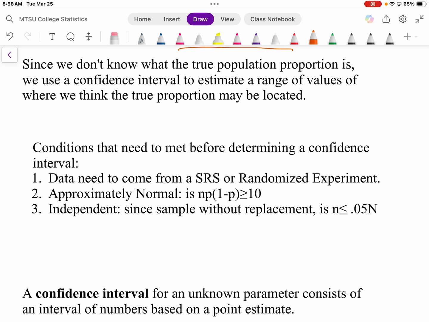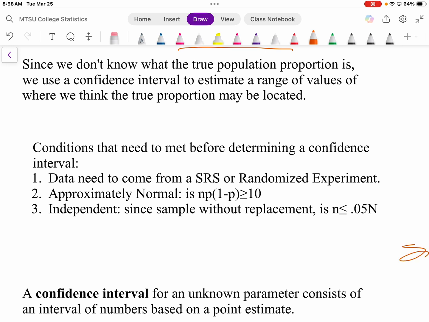We have to check approximately normal again, where n times p times 1 minus p is greater than or equal to 10. Again, we're dealing with proportions, so that is the condition that we check when we're dealing with proportions. The n greater than 30 is for means only, so you want to make sure that you're careful.